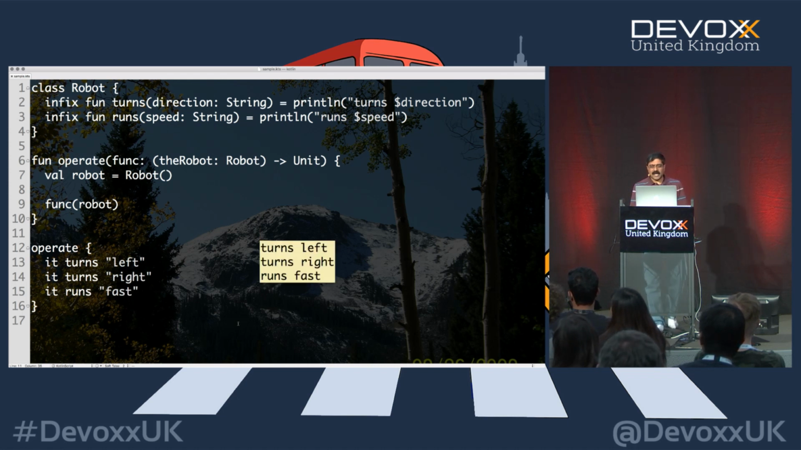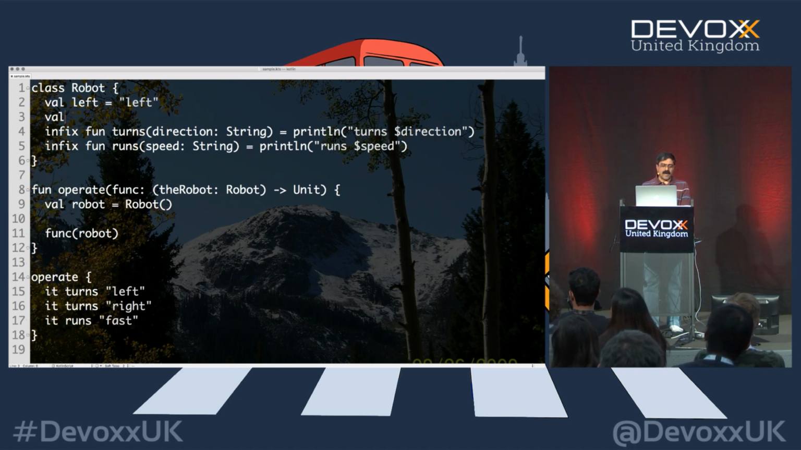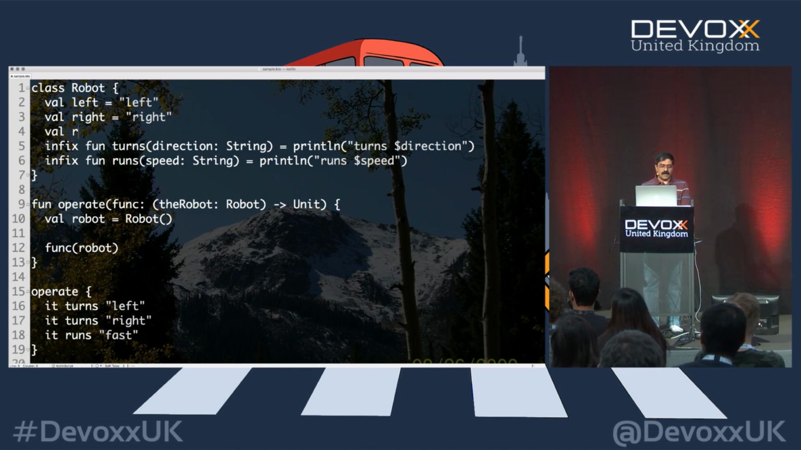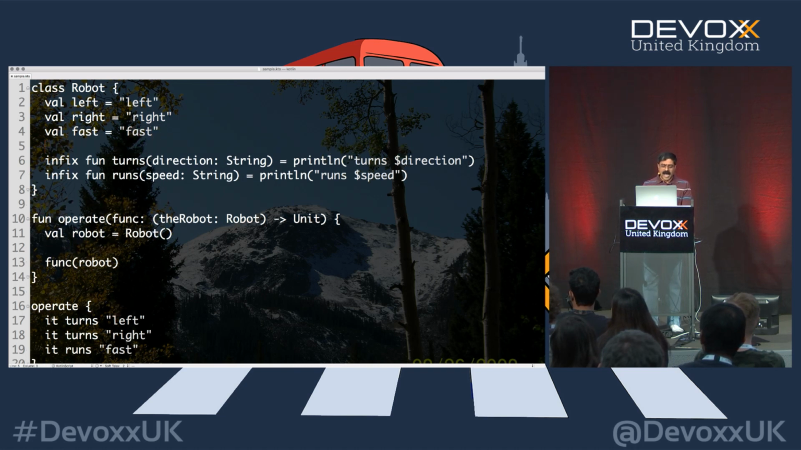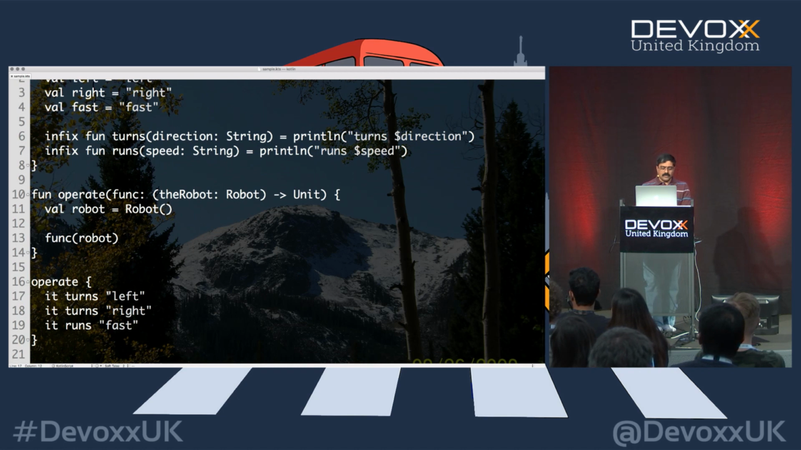You're like, okay, that's great, but that string is a little ugly. Can we get rid of it? Why not? So notice what I'll do now. Val left is equal to "left". And then I'm going to say val right is equal to "right". And then val, let's say, fast is equal to "fast". So very last step here. Now that I defined those strings, I'm going to remove these things. I'm going to say left here, right here, and fast here.